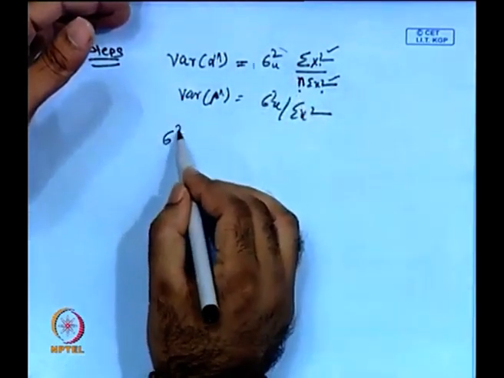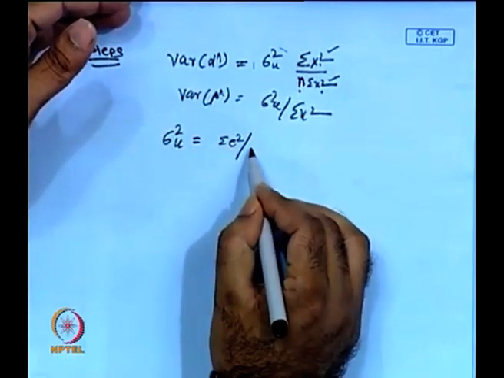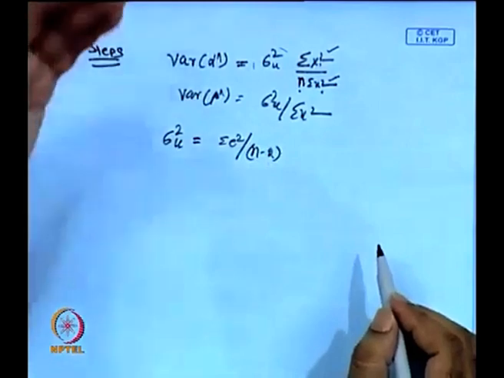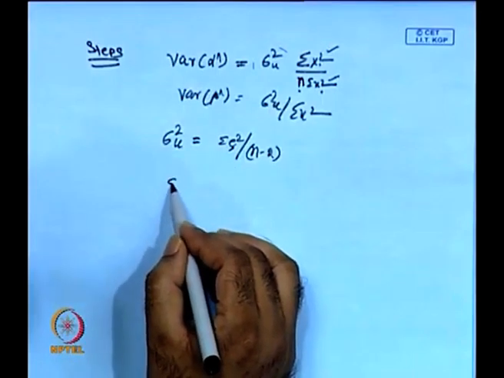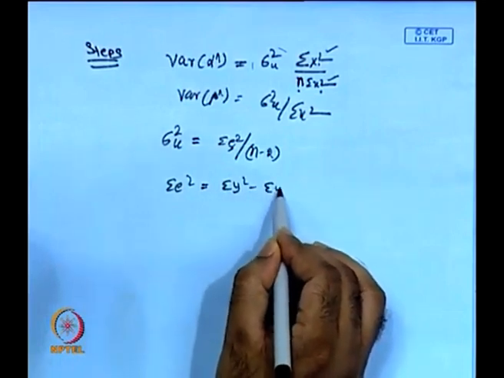So, what is sigma square u? Sigma square equals the error variance, which is nothing but summation e square by n minus 2. Actually it is n minus k. But since it is a bivariate model, k represents the number of variables, or the number of parameters, in this particular econometric system. So, since it is a bivariate setup, k equals 2. So, obviously, the error variance equals summation e square by n minus 2. Now, what is summation e square? For that, summation e square equals summation y square minus summation y hat square.